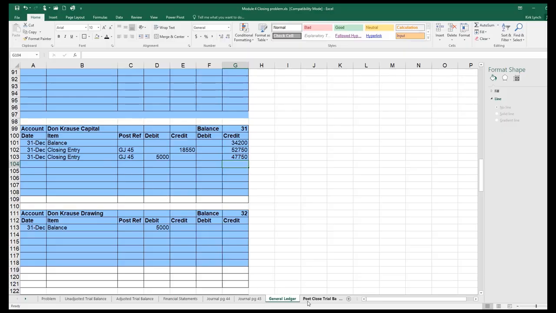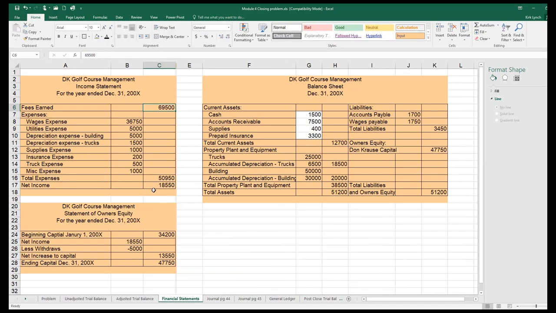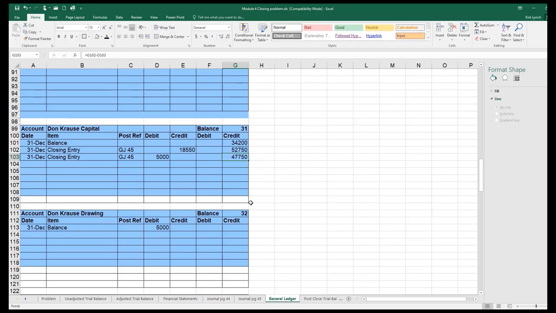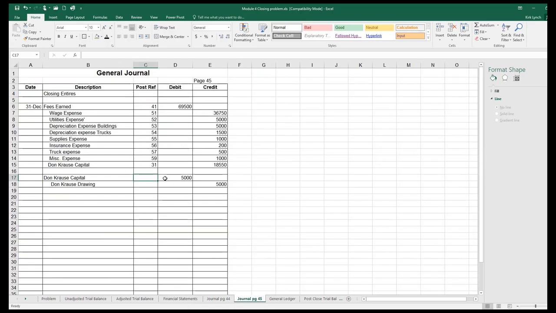That is $47,750. And so I just want to take a second here. Our goal was to get the balance of our capital account to equal our statement of owner's equity ending balance, $47,750, and we can see that we have done that. Okay. Now let's go back and finish this posting process. We need that 31, and back in our journal, we place a 31 here.